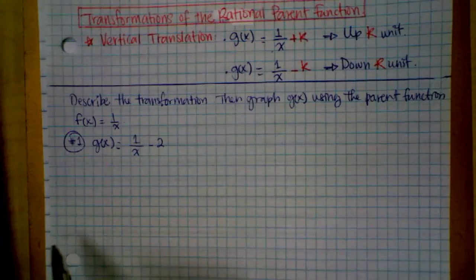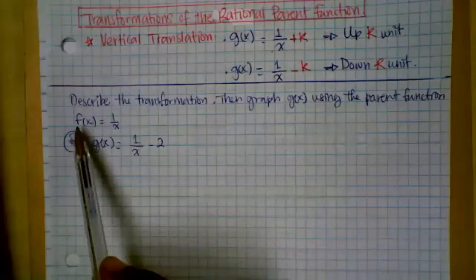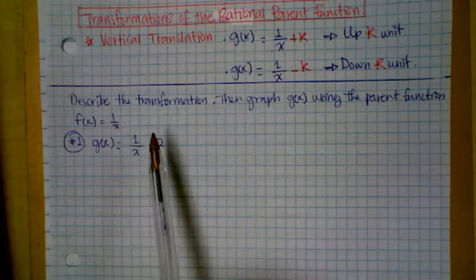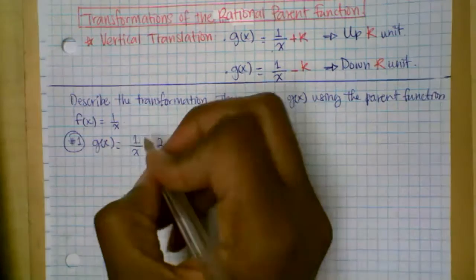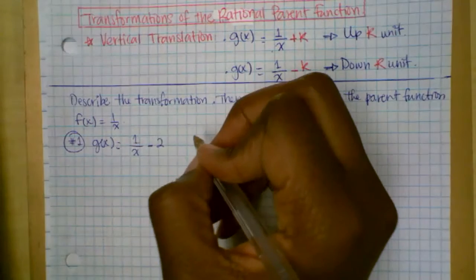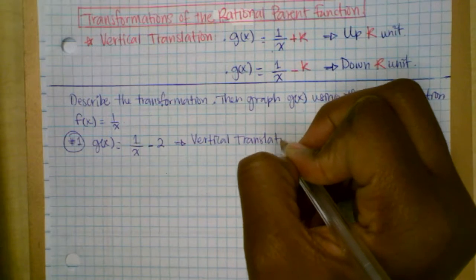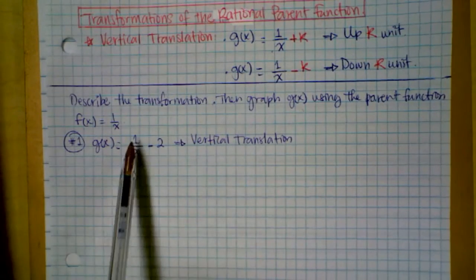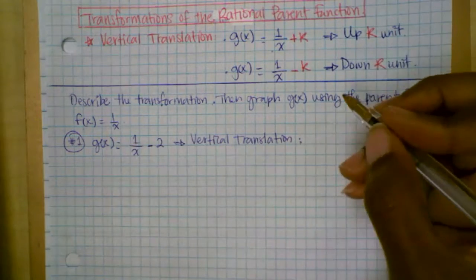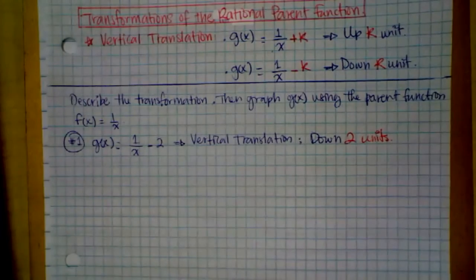For number 1, I asked you to describe the transformation, then graph g of x using the parent function f of x equals 1 over x. So first, let's describe the transformation. What kind of transformation has been applied to the parent function 1 over x? Here I see that a number is being subtracted from the fraction, the rational expression 1 over x. So what does it imply? It implies that the transformation is a vertical translation. And remember, when you see a number being added or subtracted to the x in the denominator, that's when you refer to horizontal translation. Here, it's a vertical translation, and the parent function has been shifted down 2 units.